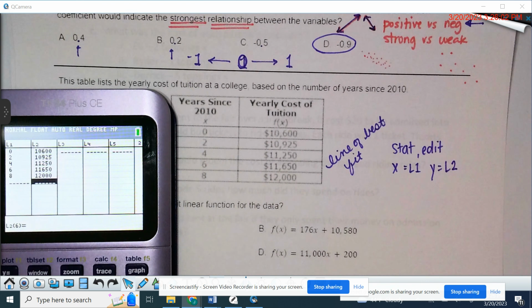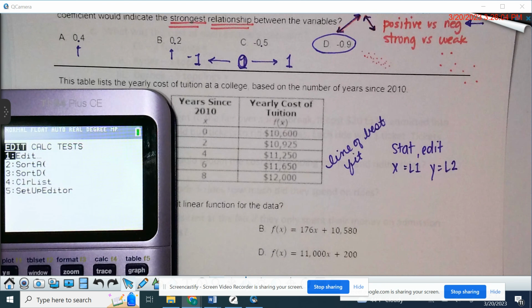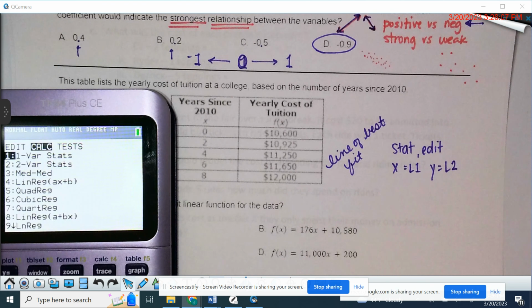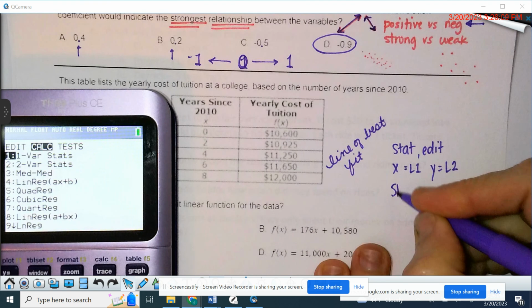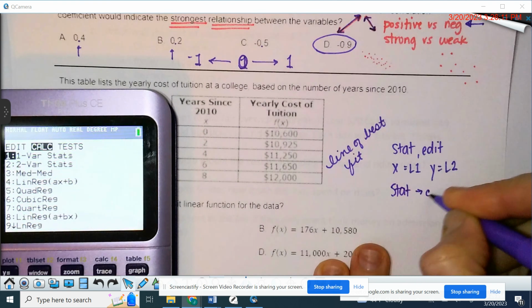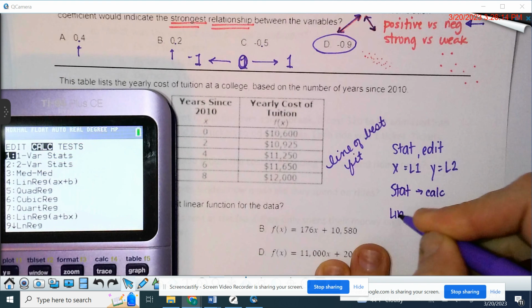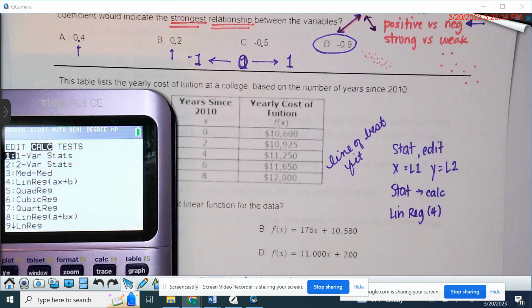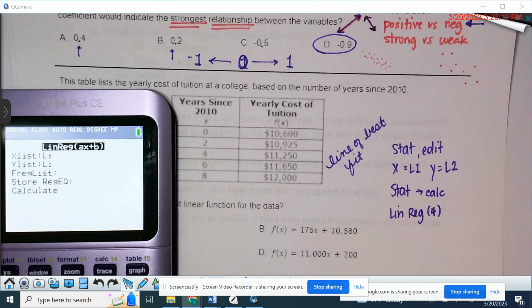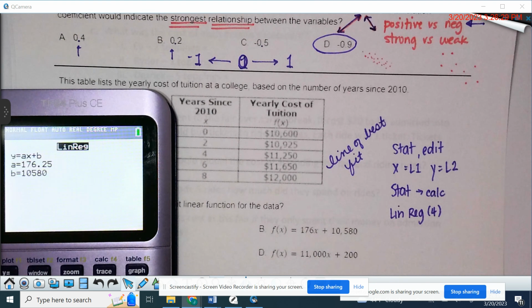And then we're going to hit stat, right over to calc. Linear regression is number 4. So we're going to hit stat, right over to calc. LinReg, which is number 4, is the next button you're going to push. And then depending on which calculator you have, how many times you have to hit enter to get all the way down to calculate. And if you do not turn on your, oh man, I can't think of the word right now. It just left me. It was in my brain, on my tongue, and gone.